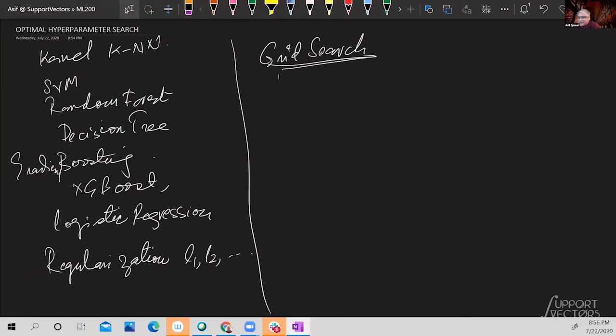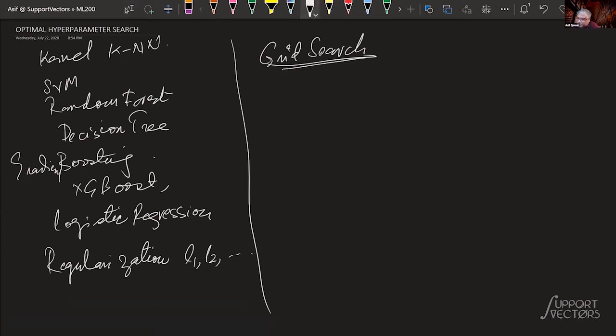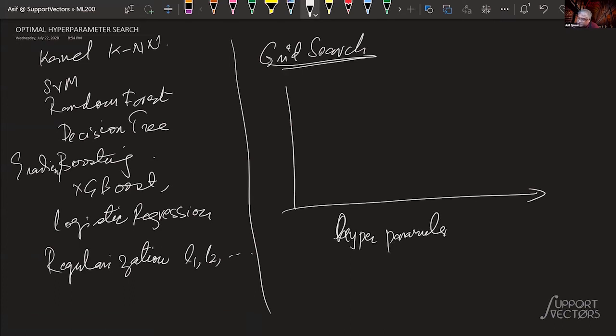So what does grid search do? Suppose you have two hyperparameters. Let me just call it hyperparameter 1, HP1, and hyperparameter 2. This can take on arbitrarily many values, and I'll just take a continuous variable, let us say.